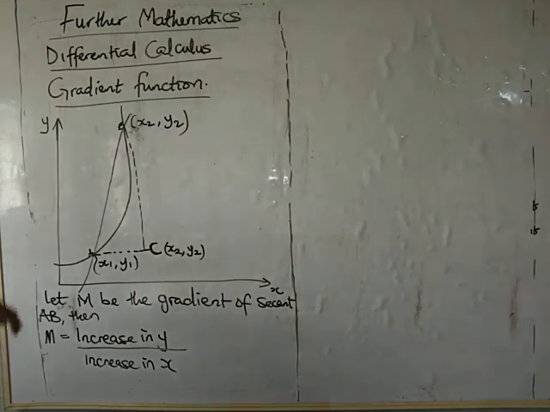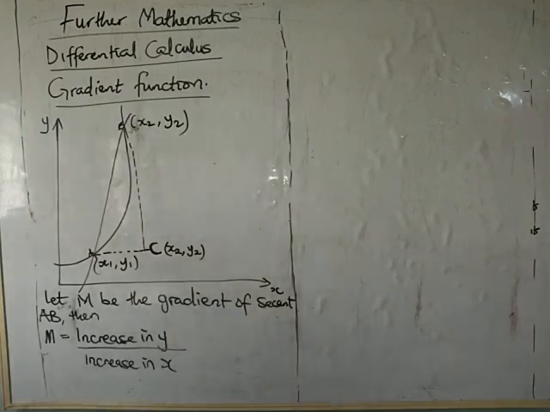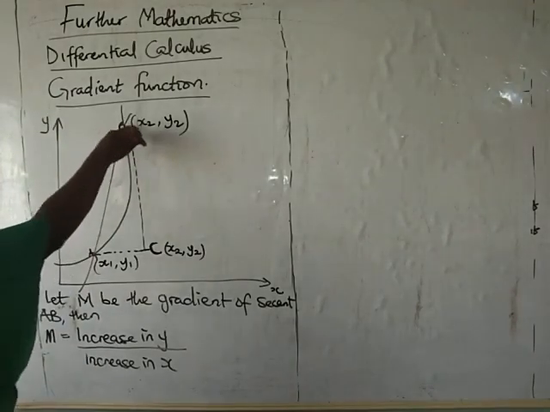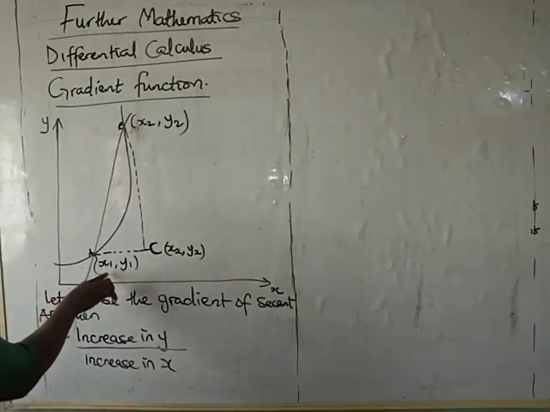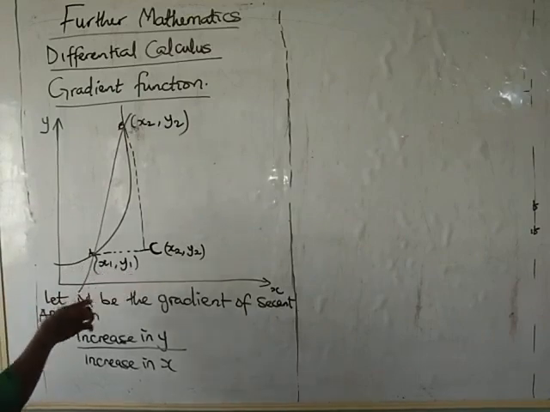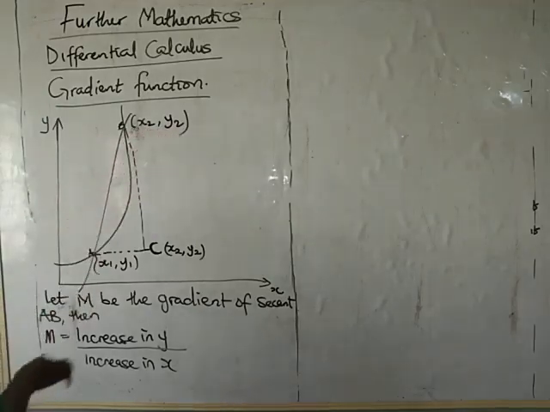We have the graph of y equals f of x. From the diagram, we observe a curve which moves from point A to point B. At point A, we have the coordinate values x1 and y1. At point B, we have the coordinate values x2 and y2.